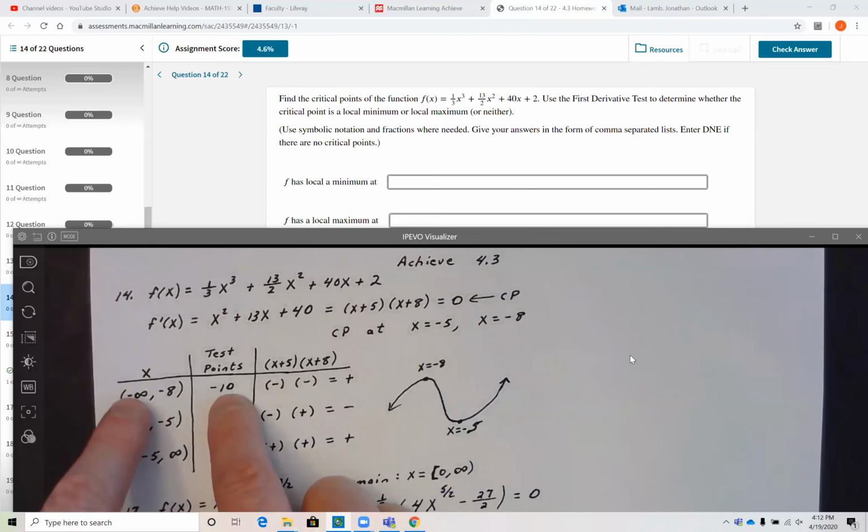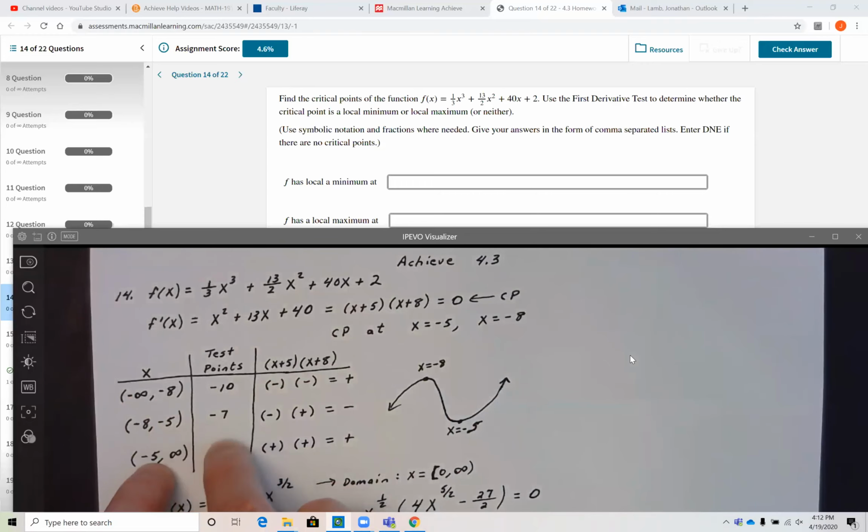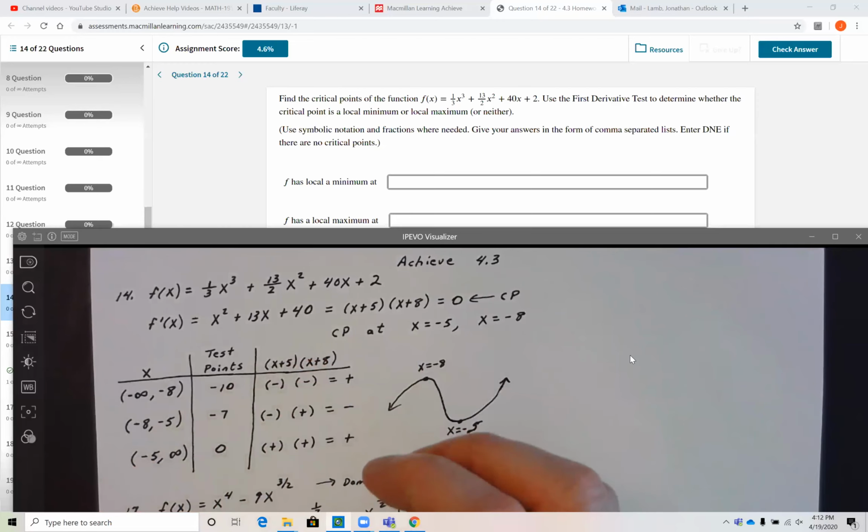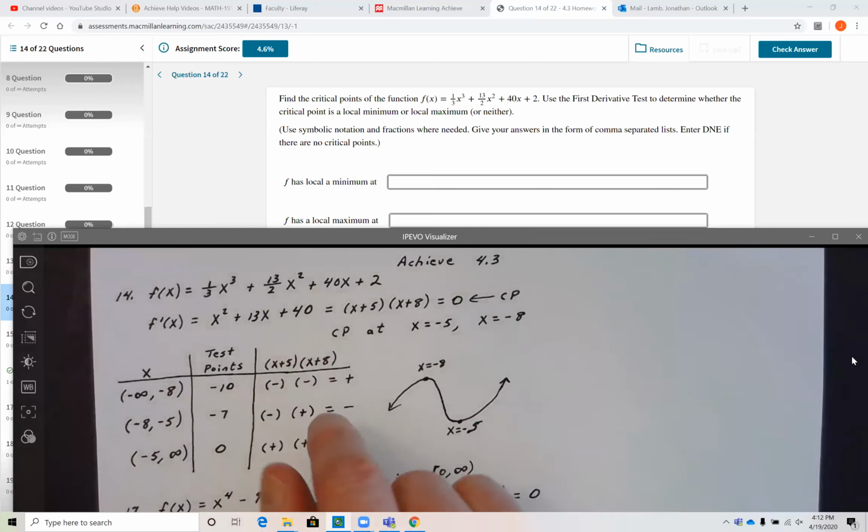I choose points to represent each of these regions. You'll see I chose a -10 to represent the first region. Some number between -8 and -5, I chose -7. Some number between -5 and infinity, I chose a 0. Now, all that you have to do with these test points is see how they would affect the sign of your first derivative. Anywhere the first derivative is positive, your function increases. Anywhere it's negative, your function decreases.